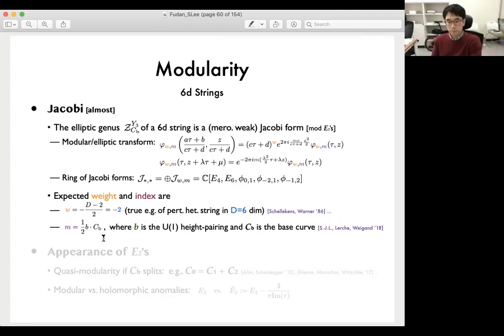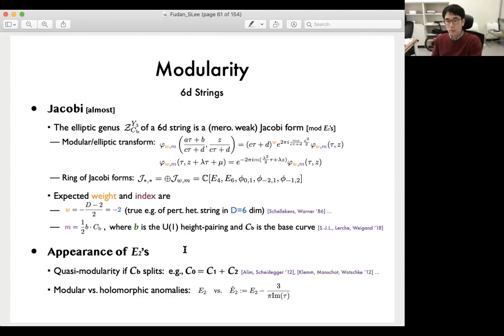And finally, E2s are expected to appear when CB can split. In the heterotic case, for example, the base curve CB is the rational fiber C0, which splits on a blow-up locus into a pair of E-string curves. And in such a situation, the heterotic elliptic genus does involve E2s famously. Then the elliptic genus is not modular in a strict sense, but the only modification in practice is that the generating set has to be endowed with a single extra object E2. For 6D strings, all of this modular behavior has been very firmly established, resulting in lots of intriguing applications.